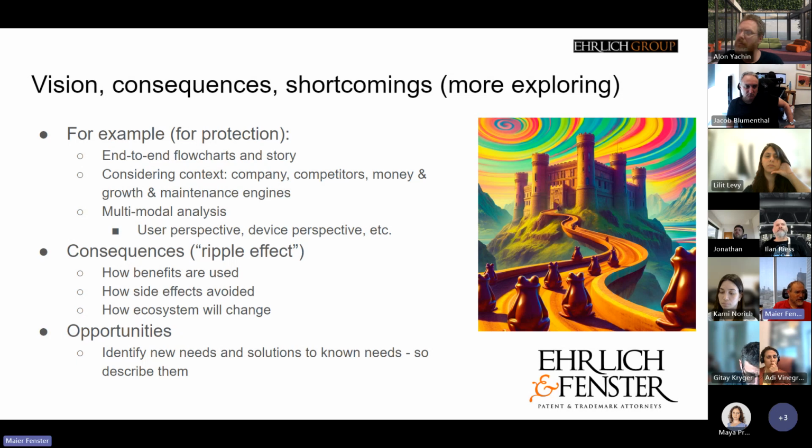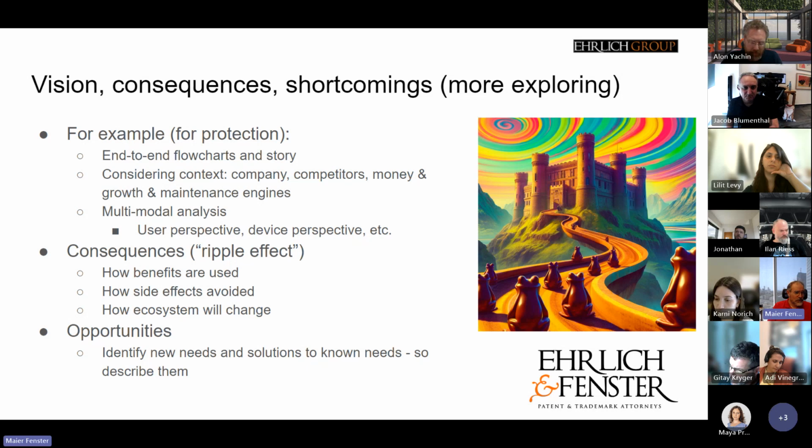I started off by saying that writing a patent application requires vision. So if we look only at vision, consequences, and shortcomings, if you have a vision of what the invention looks like, and you can envision what consequences will happen once the invention is used, or what your competitors will do. And you can also identify where the shortcomings are, and where the shortcomings are, people will have to make new inventions and add stuff. Well, all of these, of course, will require more details.